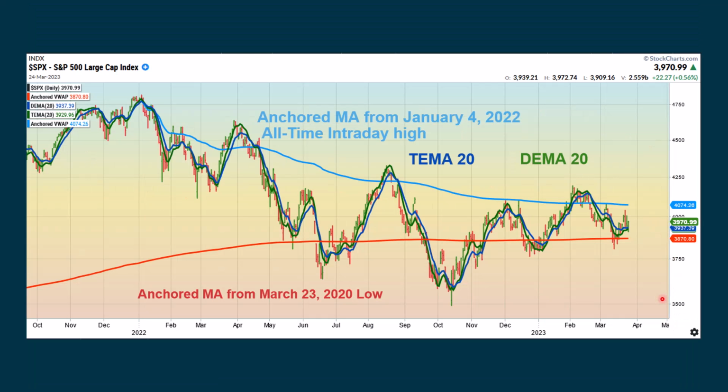Another is a look at a double and triple exponential moving average, which is a short-term moving average. When we're above the 20-period moving averages, that's positive. When we're below, that's negative. Currently, we're just a little bit above.